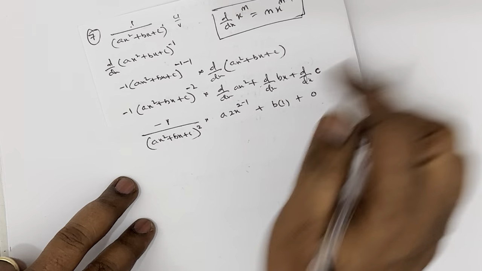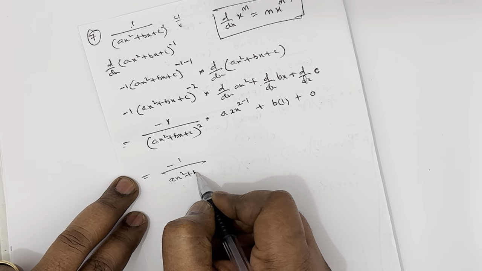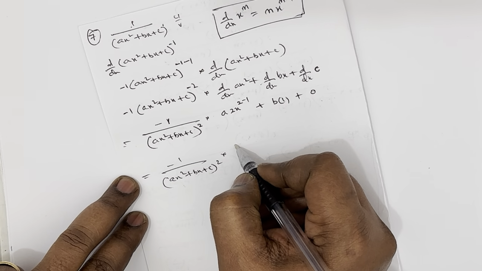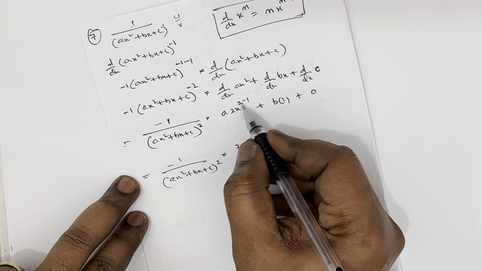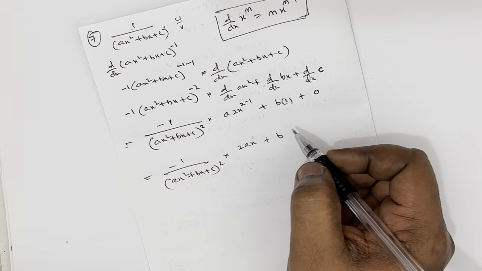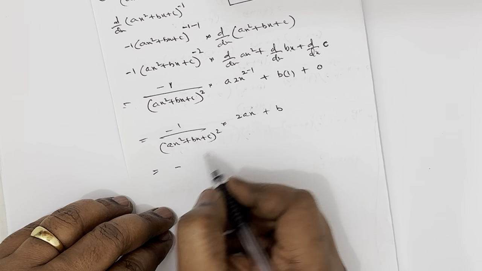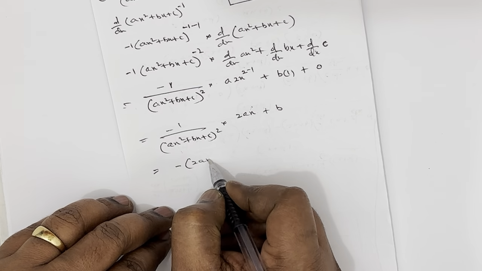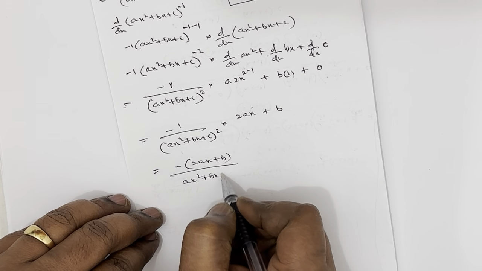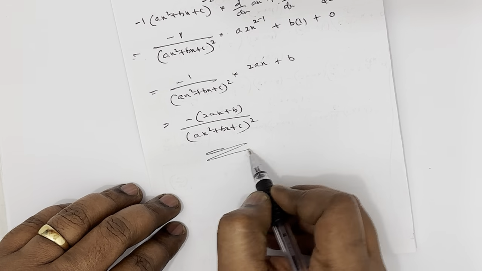Okay, so this can be written as minus 1 upon ax squared plus bx plus c whole square, times 2ax raised to 2 minus 1, which is 1, plus b into 1, which is b. Or this can again be written as minus 1 times 2ax plus b upon ax squared plus bx plus c whole square. Okay, that's it. This is the answer.